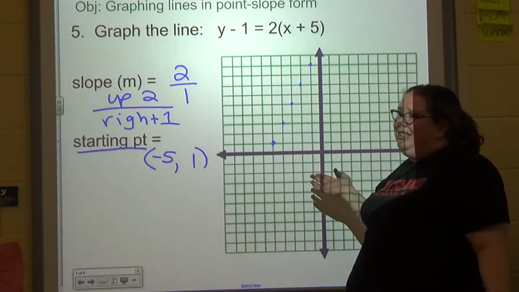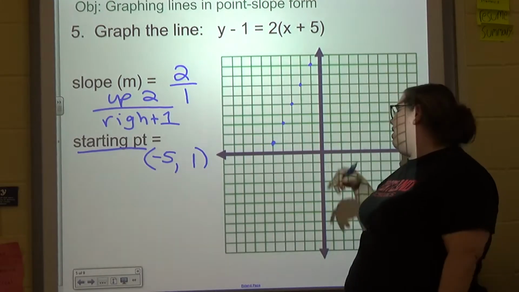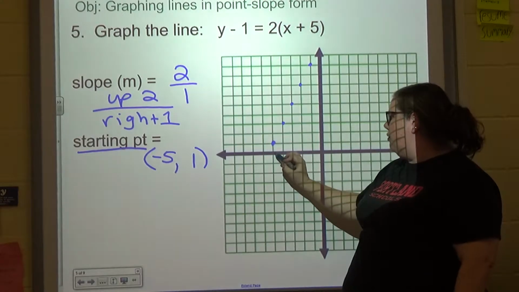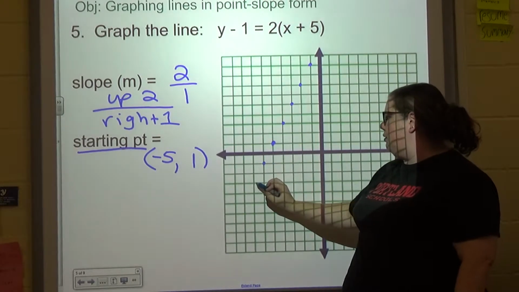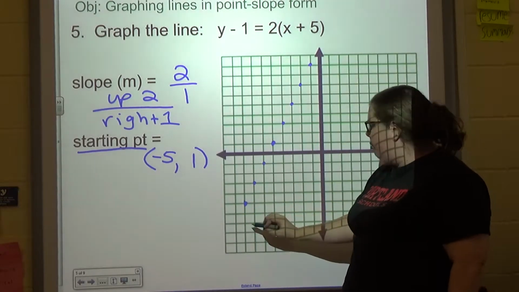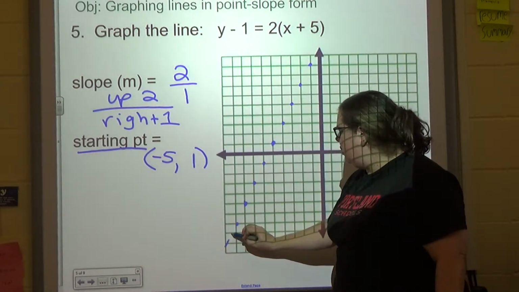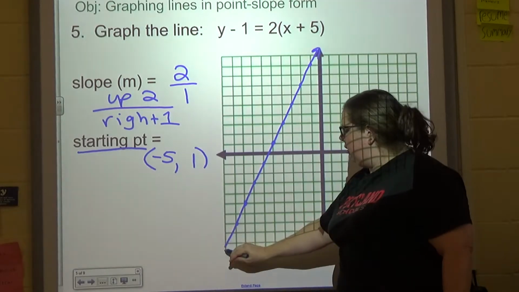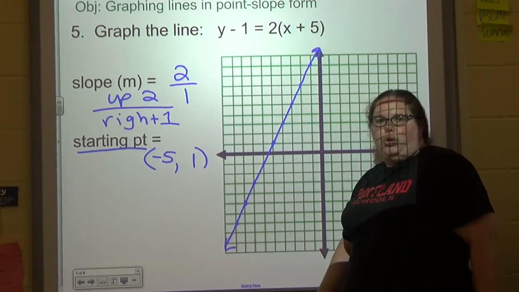You could scale it, but that's just annoying. You don't want to do that. You can also go down and left. Down 2, left 1, down 2, left 1. Put as many points as your teacher wants you to. And that's our graph using point slope.